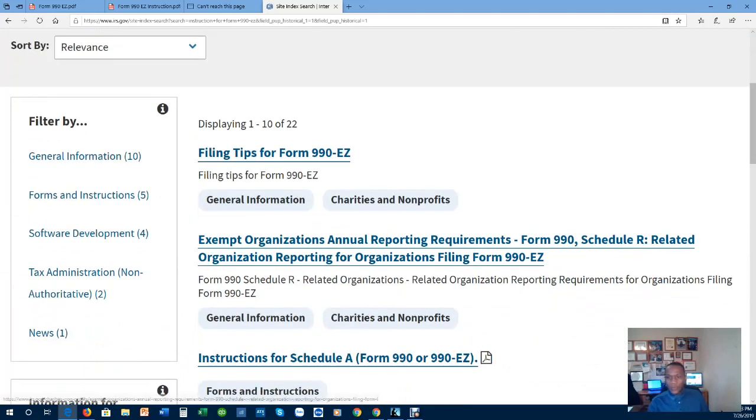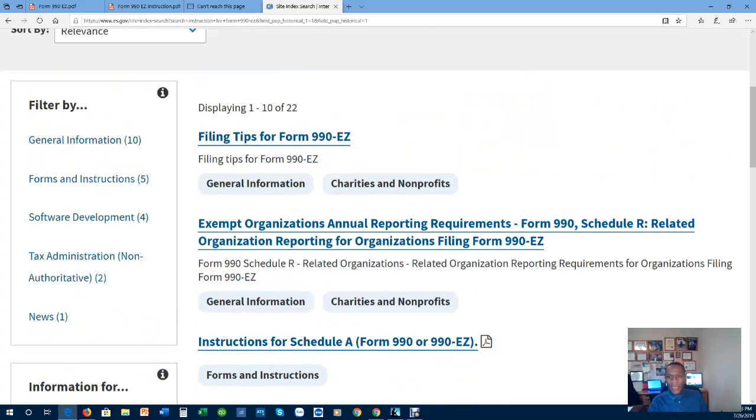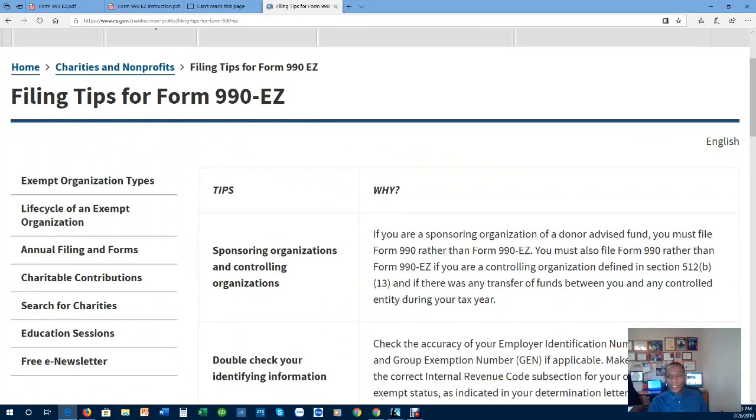This is where you would find the instruction for Schedule A Form 990 or 990 Easy, and also some other information that are very important. This is the instruction for Form 990 Easy, which is a PDF document. You can download that and go over it as you are filing your Form 990 Easy. But there are some important tips here before we go through the form, some guidelines that are required here.